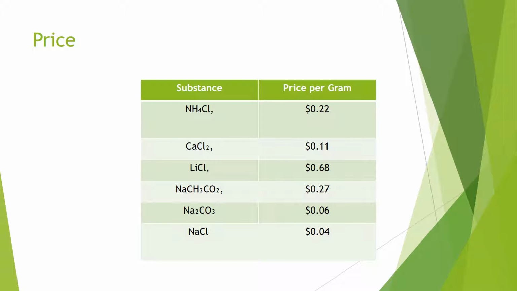This chart shows the prices of each solid in dollars per gram. To find the most cost-effective solid, the prices of each solid were compared with their respective enthalpies. Solids such as lithium chloride at 62 cents per gram and sodium acetate at 27 cents per gram were eliminated because of their comparatively high cost.